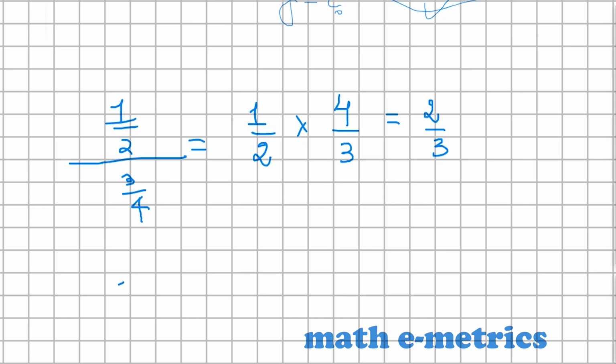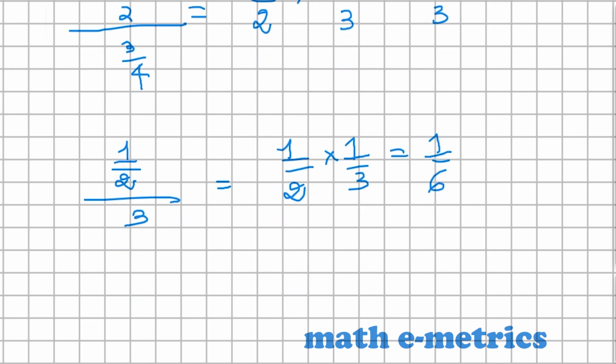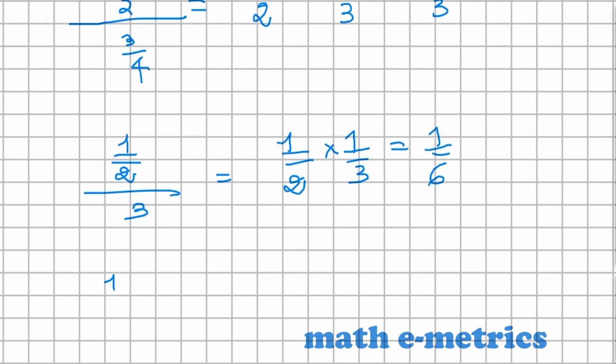Let's say 1 over 2 divided by 3. It would be 1 over 2 times 1 over 3. Like this, right? Yeah. Let's say 1 divided by 5 by 6. It would be 1 over 1 times 6 over 5. It would be 6 over 5, basically.